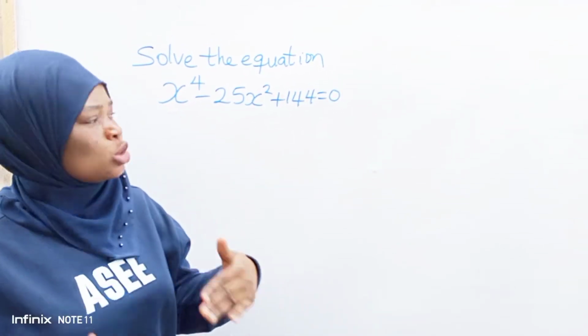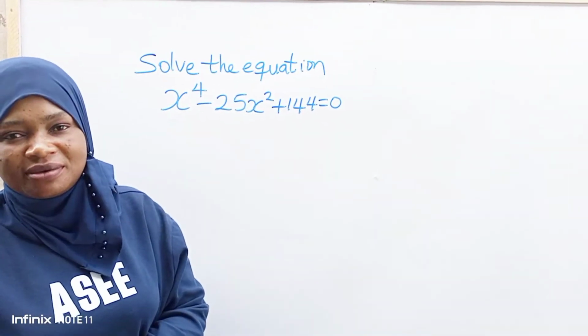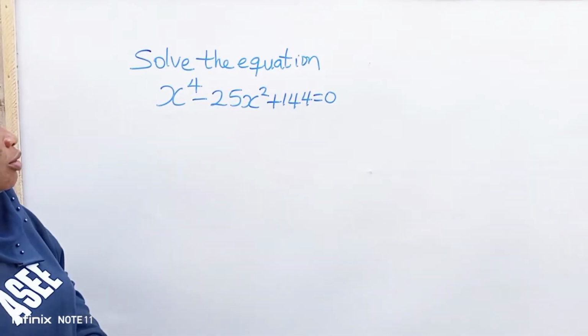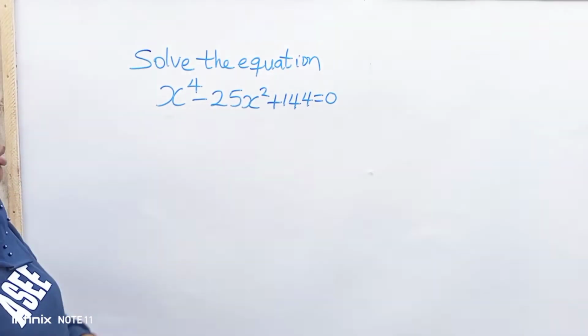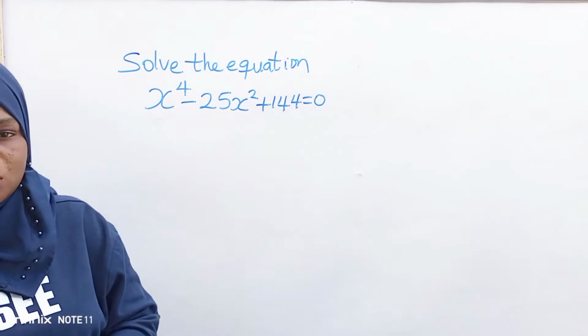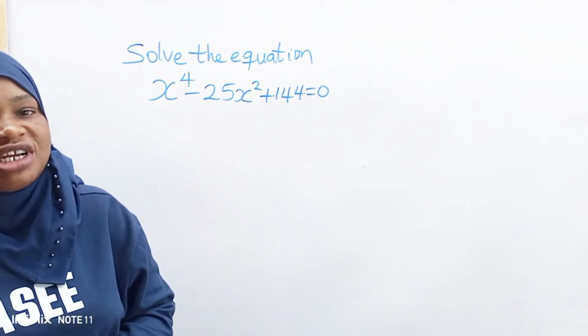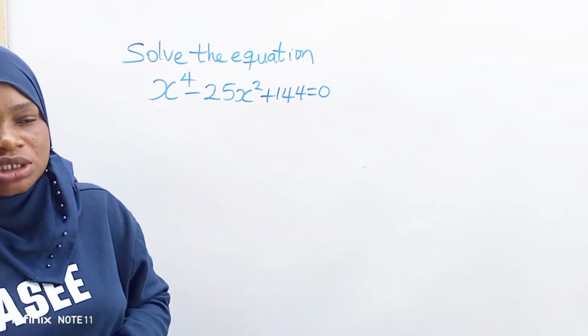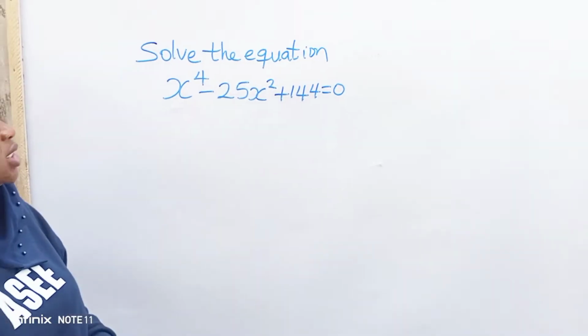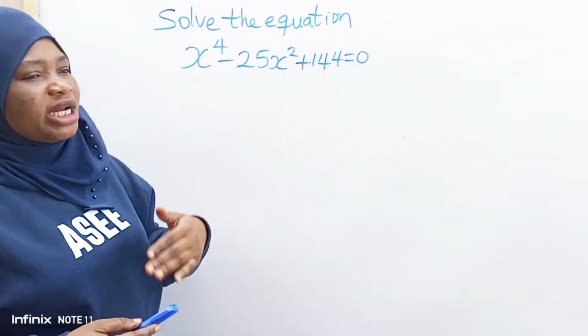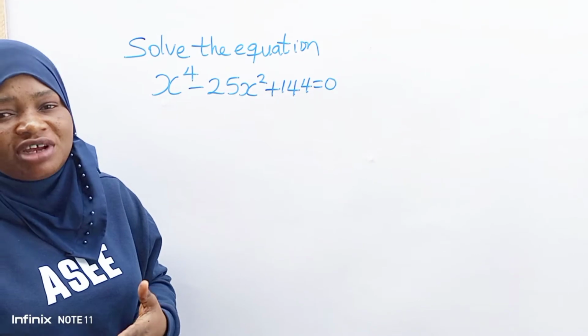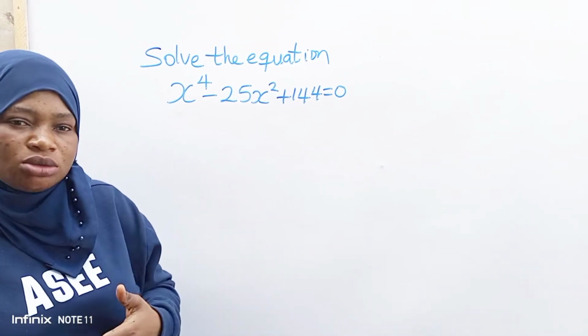So today we want to solve this beautiful polynomial. Please check it very well. You see that we have x raised to power 4 minus 25x squared plus 144 is equal to 0. Now how do we do this? We can quickly manipulate it to be in the form of a quadratic equation. So how do we do that? Let's see.